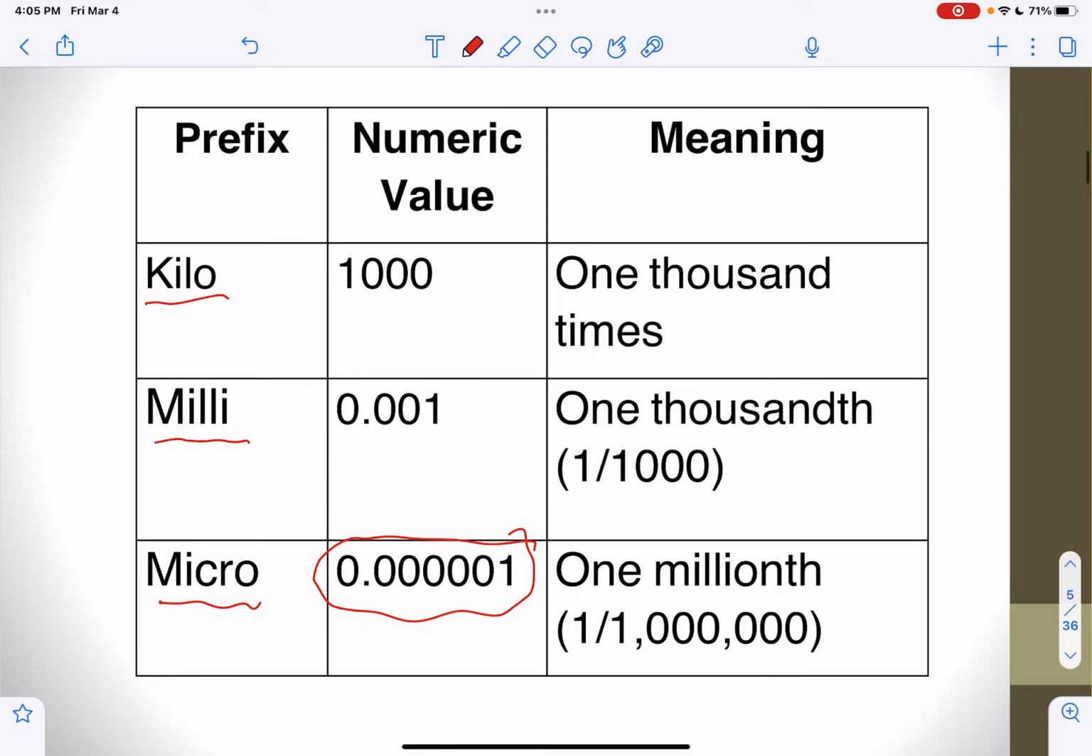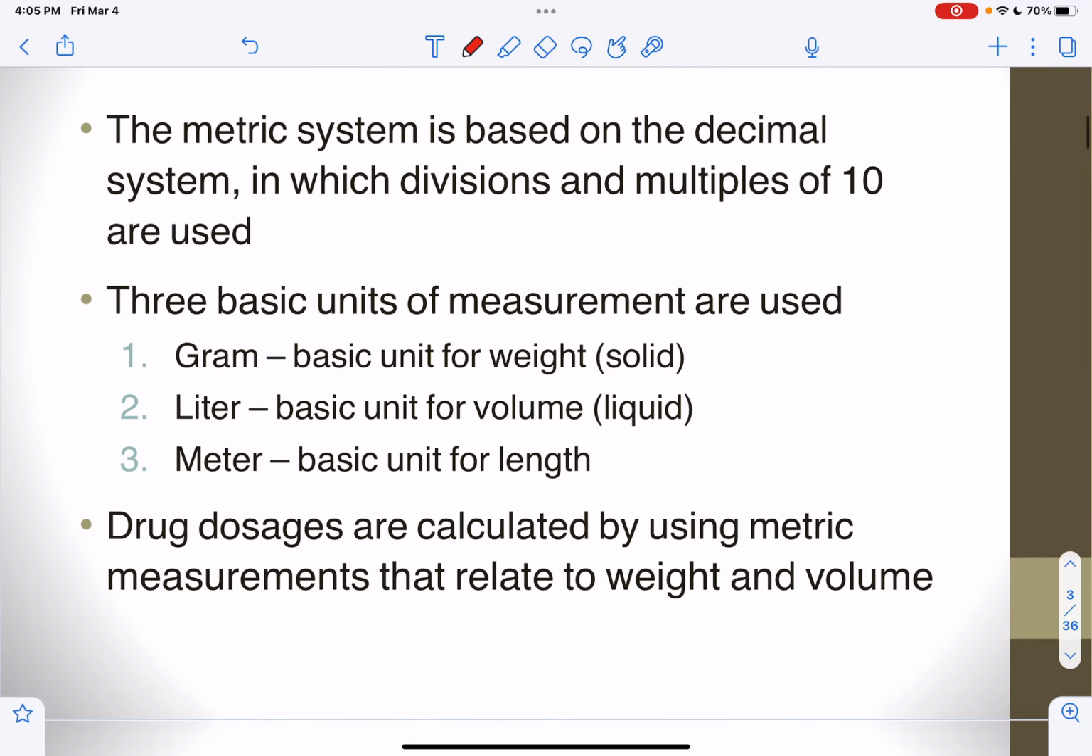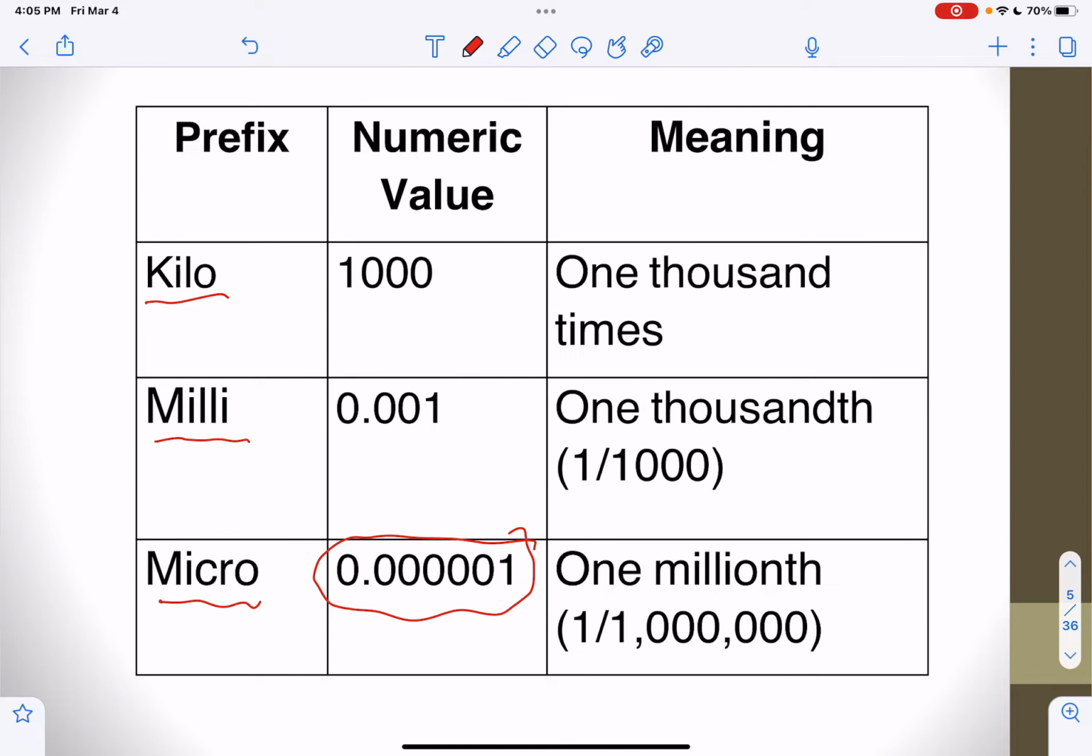There are some basic prefixes that we can add on to any of these basic units. Kilo means that you're going to multiply it by 1,000. Milli means that you're going to divide it by 1,000, so it's a fraction, one 1,000th, which is pretty small. And micro is really, really small. You're dividing it by 1 million, so it's 1/1,000,000th of a part. That's a very small number.